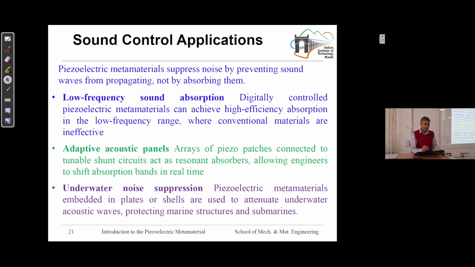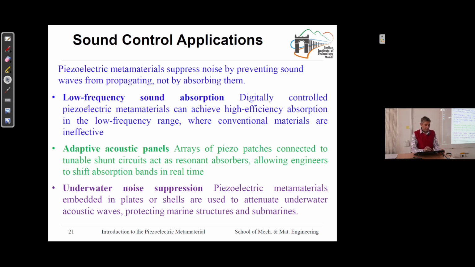Similarly, the applications of piezoelectric metamaterials in sound control. Piezoelectric metamaterials suppress noise by preventing sound waves from propagating, not by absorbing them, right. That actually is the main concept. Here the sound is not absorbed; the waves are cancelled out, right. How they are cancelled out, that we will discuss.